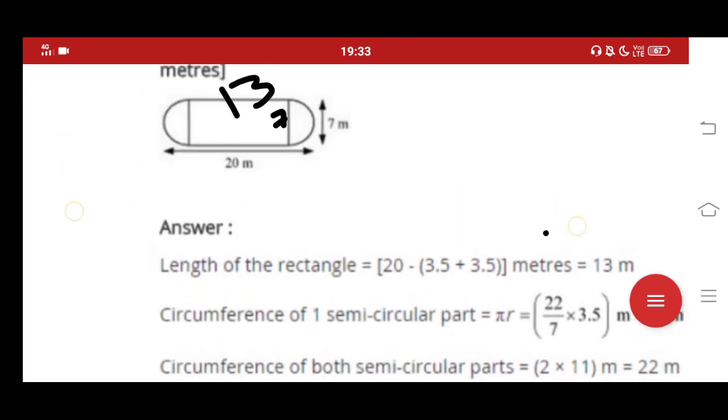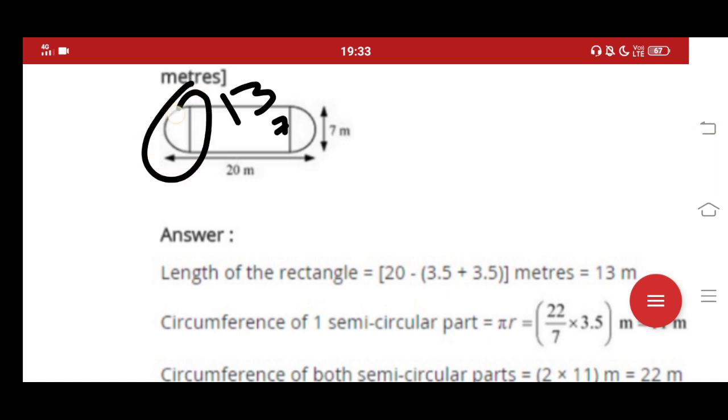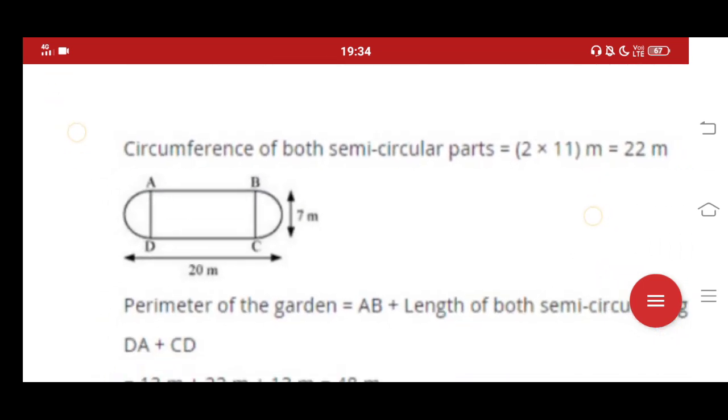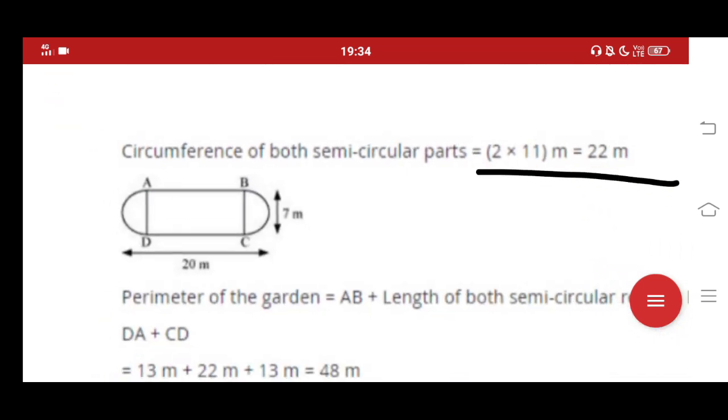But here you can see in the question, there are two semicircles given, 1 and 2. So 11 multiplied by 2 will give us the circumference for both the semicircular parts. Now, the circumference of both the semicircular parts is 22 meters.